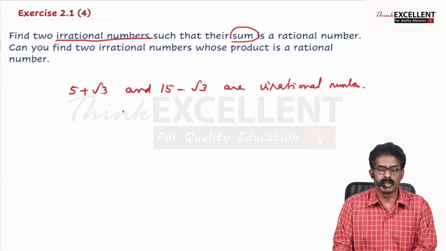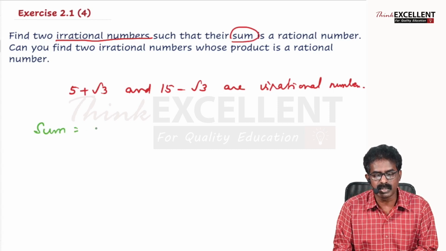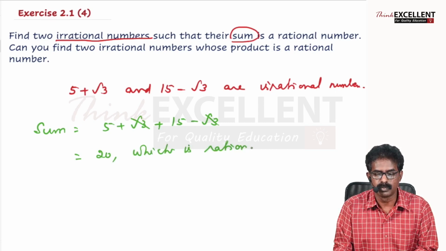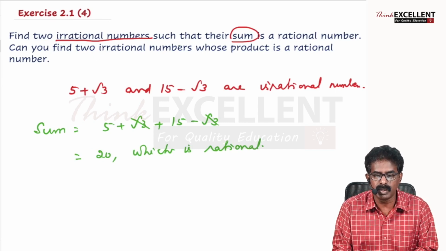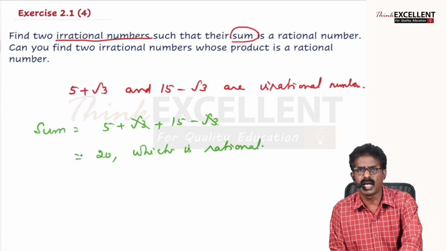So two irrational numbers we have taken. Now we find their sum. Sum means you just add it. 5 plus root 3 plus 15 minus root 3. These two get cancelled. So 5 plus 15 is 20, which is rational. So we found two irrational numbers whose sum is rational.